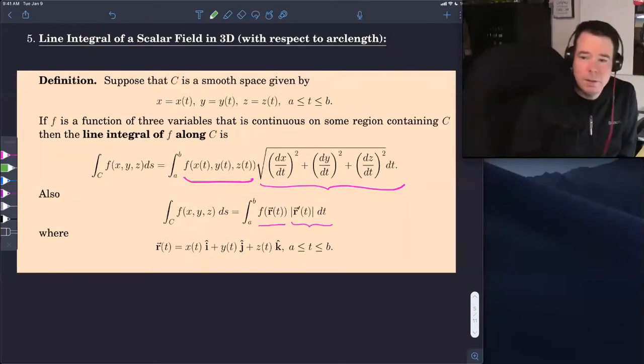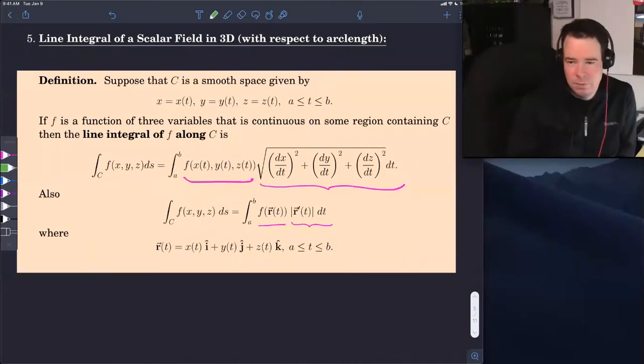We can do that as well, so that one was over a curve in 2D. We can do it over 3D as well. So suppose we've got a curve in space, where x is x of t, y is a function of t, and z is a function of t.